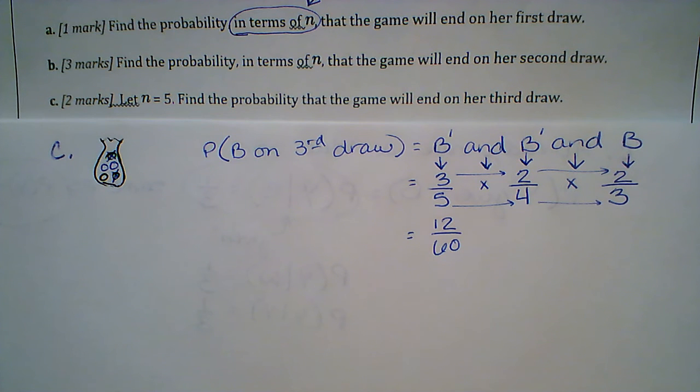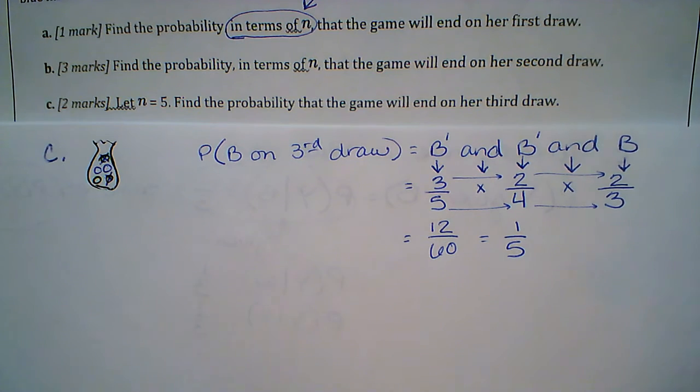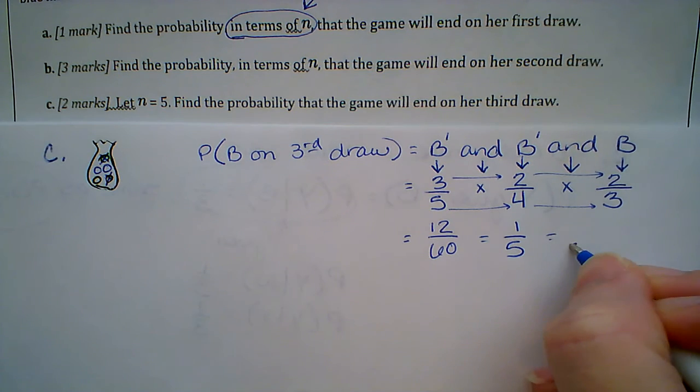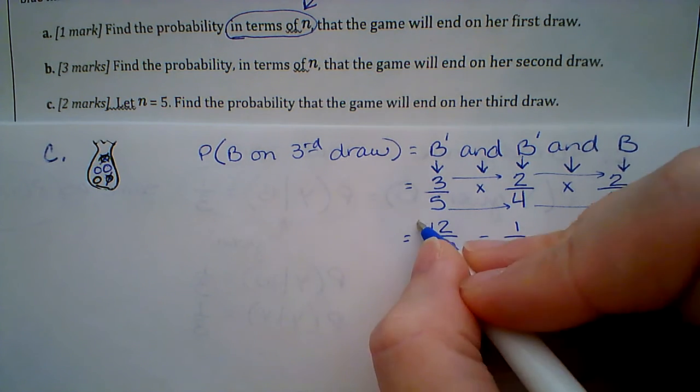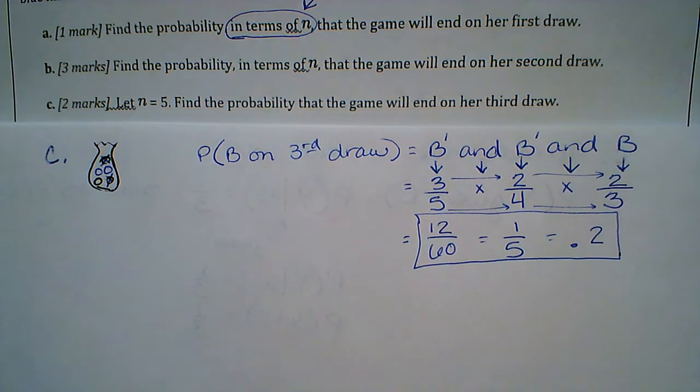So 12 out of 60 is a perfectly acceptable response. If you want to reduce that to 1/5, that is also a perfectly acceptable response. If you want to make that 0.2, that is also an acceptable response.